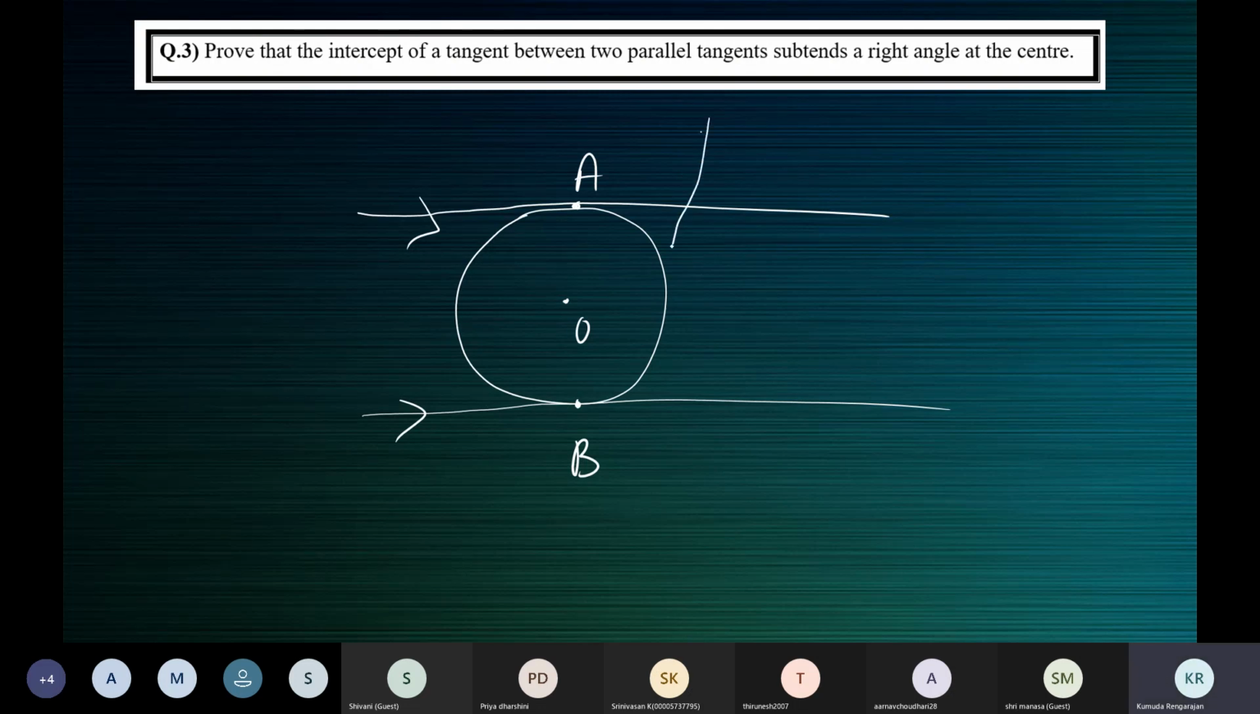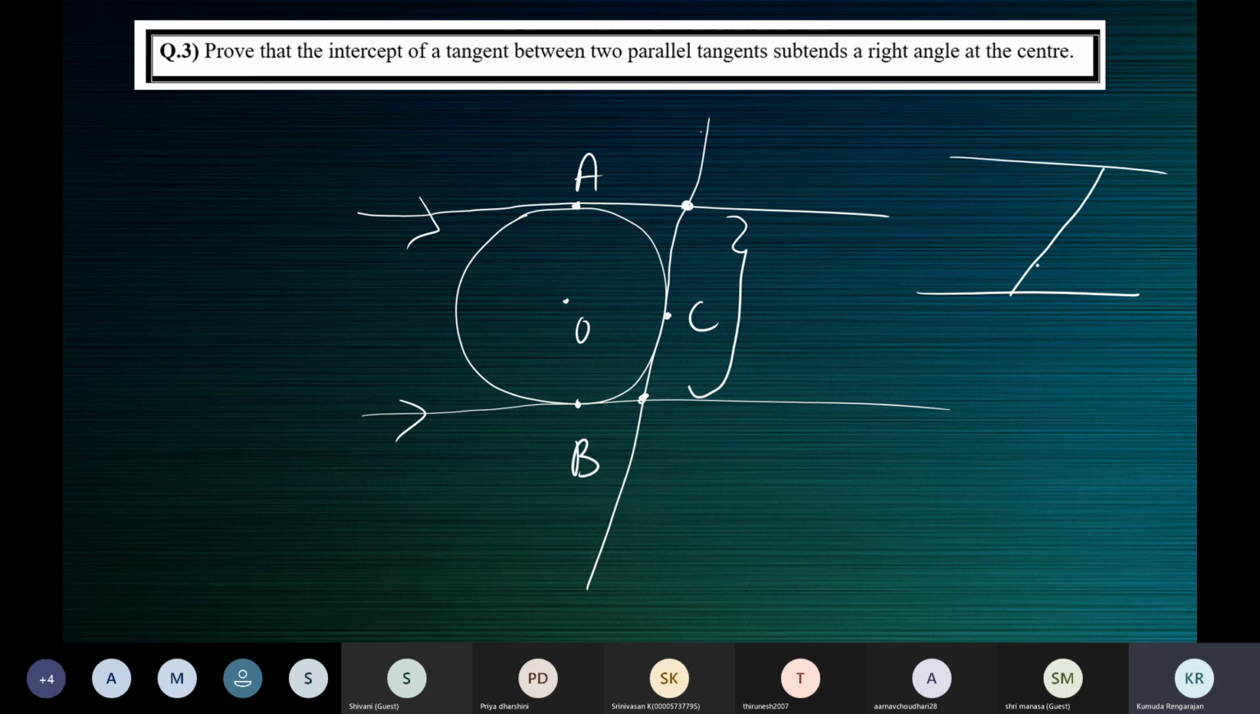So this is another tangent, say at C. This is the tangent segment or the intercept of a tangent. From here to here is a tangent segment, or the intercept of a tangent between two parallel tangents. So these are two parallel tangents. This is that intercept of a tangent between two parallel tangents. You must prove that this intercept subtends 90 degrees at the center.